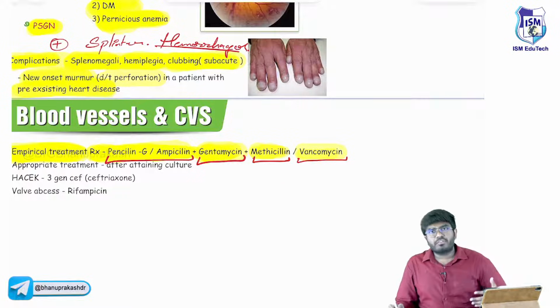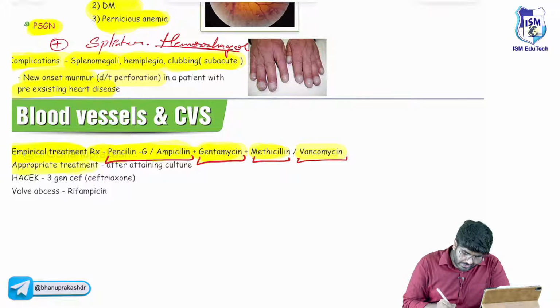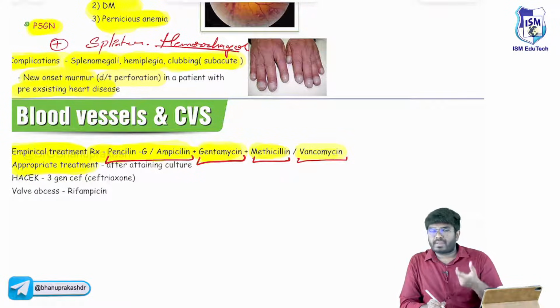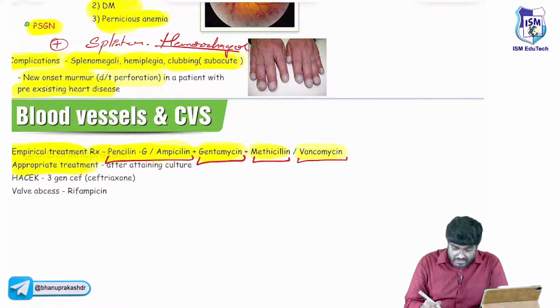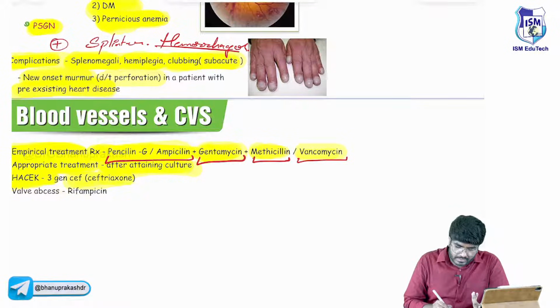But once the cultures are obtained, you can start the antimicrobial drugs for the appropriate agent. So appropriate treatment can be done after obtaining the culture. If the organism is from the HACEK group of organisms, then the drug that is preferred is ceftriaxone. That's the third generation cephalosporin.